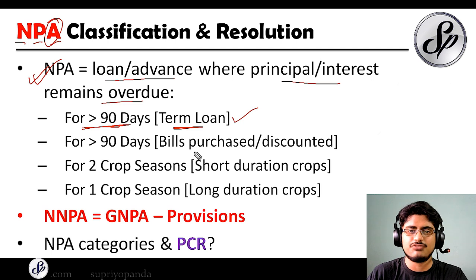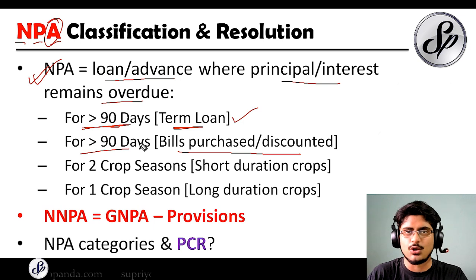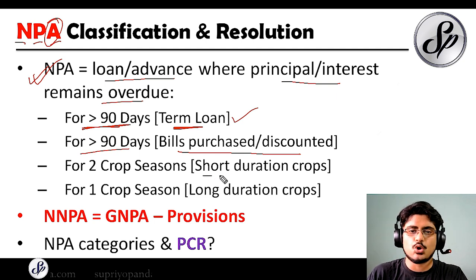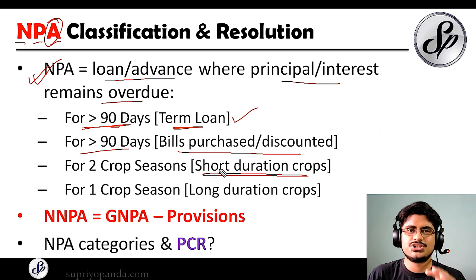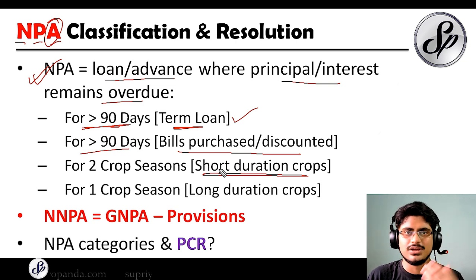Now the definition for the bills purchased or the discounted bills is the same. If the principal or interest in these accounts is overdue for greater than 90 days, we call them an NPA. Now coming to the agricultural loans, those depend on the duration of the crop. If you have short duration crops, these are the crops which you can sow multiple times in a certain year.